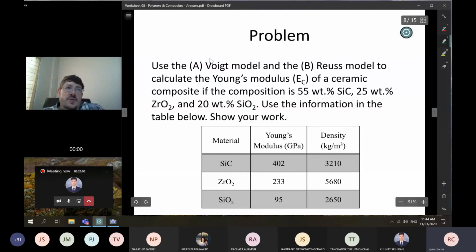Use A, the Voigt model, and B, the Reuss model to calculate the Young's modulus of a ceramic composite if the composition is 55 weight% silicon carbide, 25 weight% zirconium oxide, zirconia, and 20 weight% silicon dioxide or silica. Use the information in the table below. Show your work.